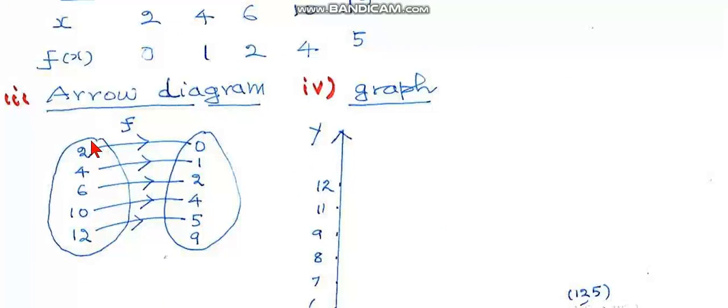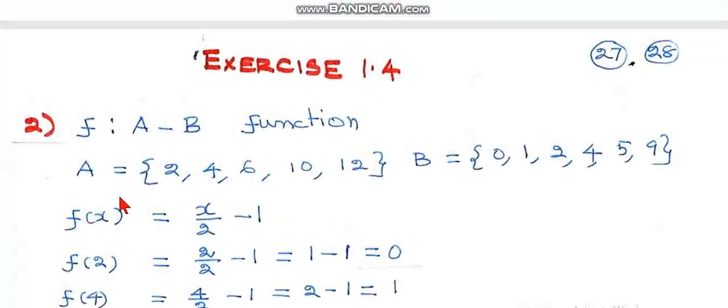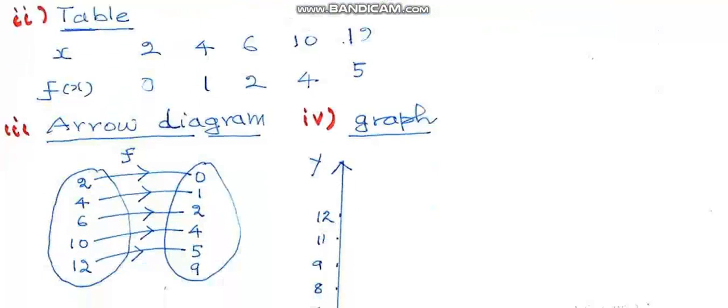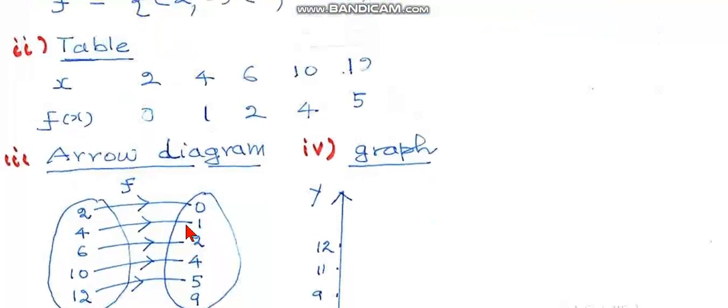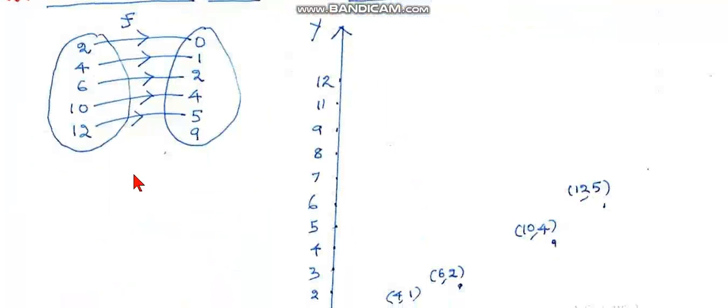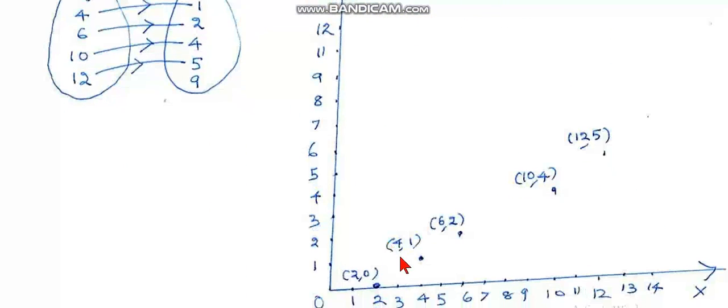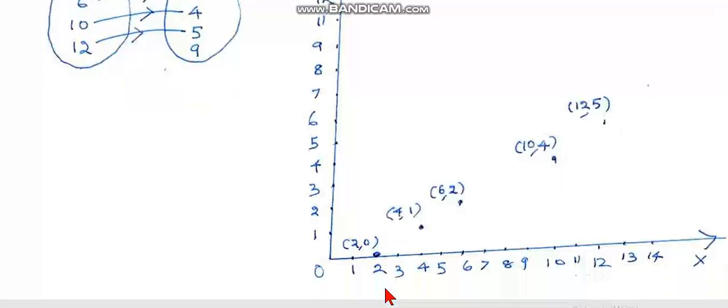Then the arrow diagram. These are the values of set A, and this represents set B. 2 is mapped to 0, 4 is mapped to 1, 6 to 2, 10 to 4, 12 to 5. So this represents the arrow diagram of the function. Then in the form of a graph, the set x is taken here, the set y is taken here, and the points are marked: x equal to 2, y equal to 0, x equal to 4, y equal to 1. Like that all the points are marked.